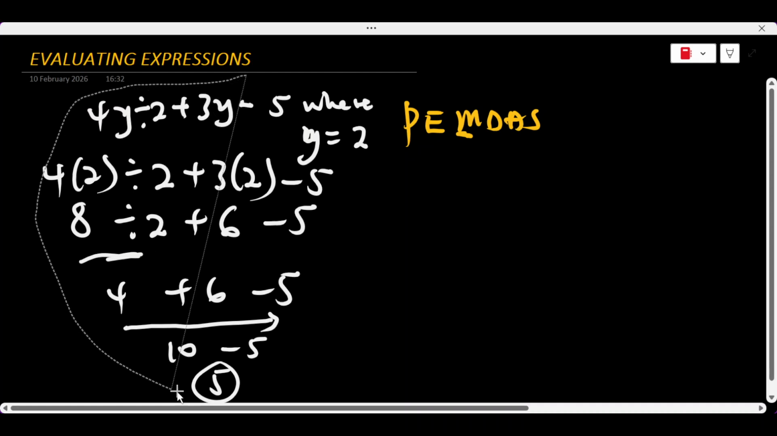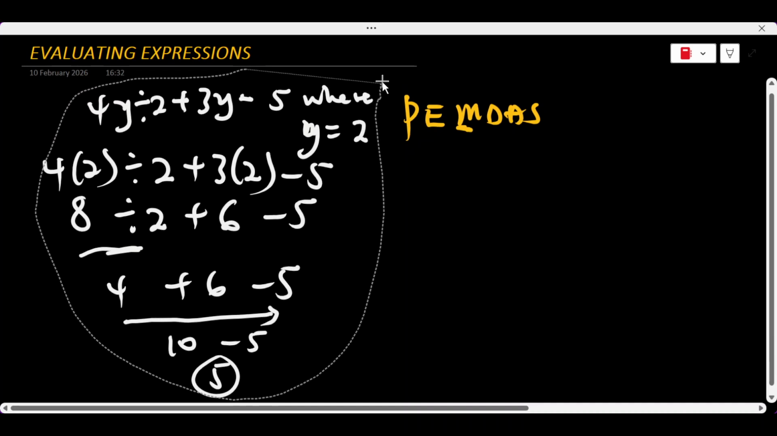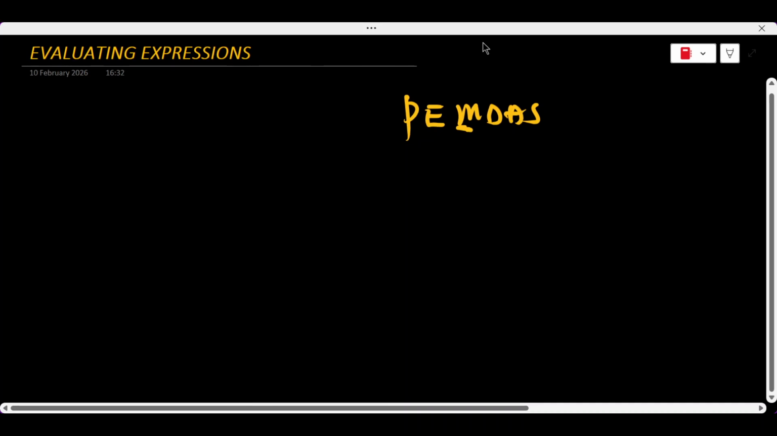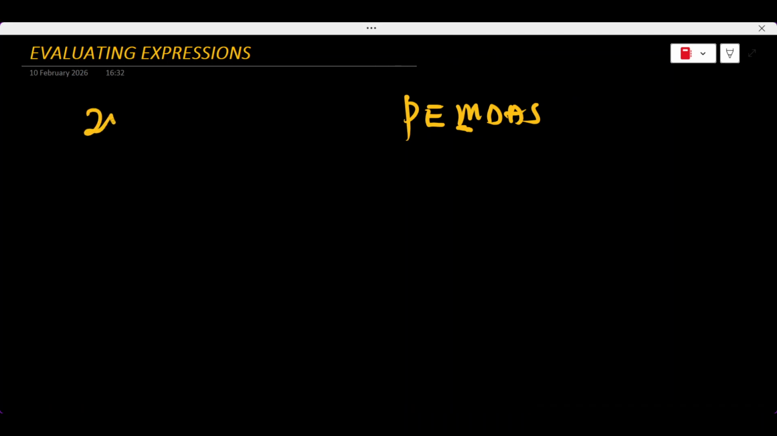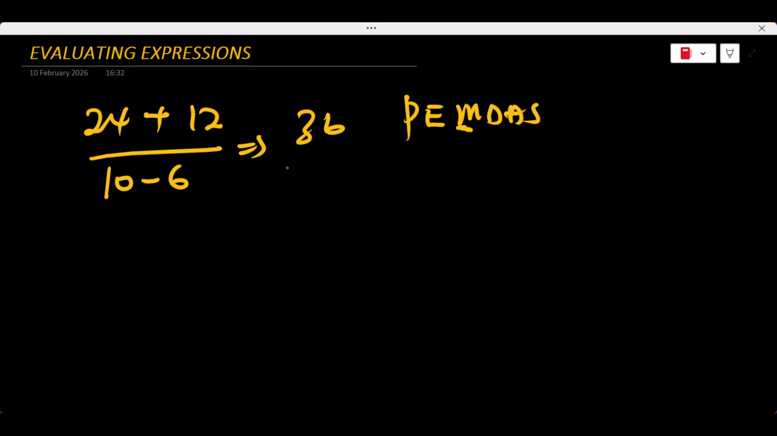All right, so we are moving a bit higher to look at expressions involving what? Fractions. Expression involving fraction. So let's look at 24 plus 12 divided by 10 minus 6. Now we know that 24 plus 12 gives us what? 36. Divided by 10 minus 6 gives us what? 4. 36 divided by 4 gives us what? 9 as our final answer.